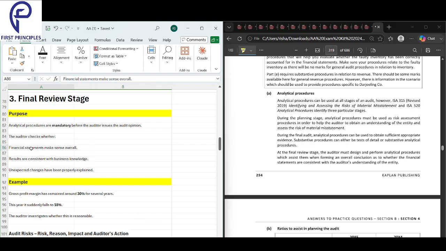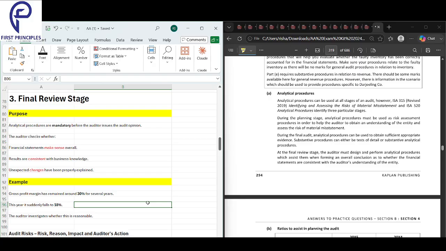It helps us to see whether the financial statements make sense, first of all. Second, it helps us to see if the results are consistent. Third, it helps us to know about any unexpected changes that have been properly explained. Financial statements are making sense overall, first of all. Second, the results are consistent. Third, unexpected changes are properly explained.